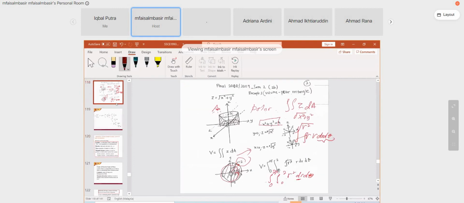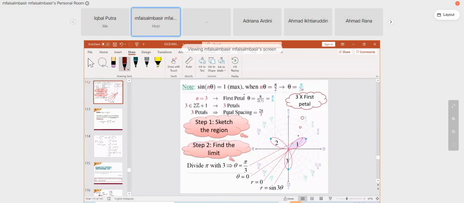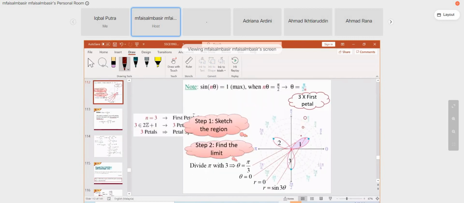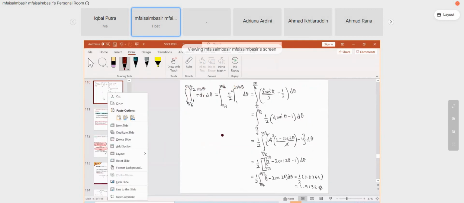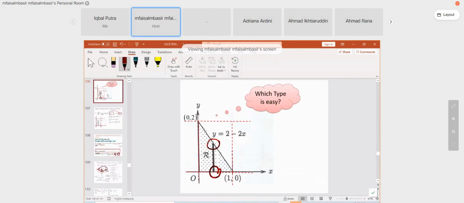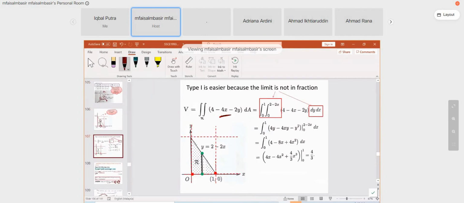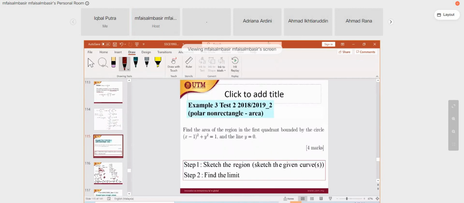Okay, any question for this? Anything that you do not understand? If you feel that you can't imagine or you can't see the sketching part. Is it okay?